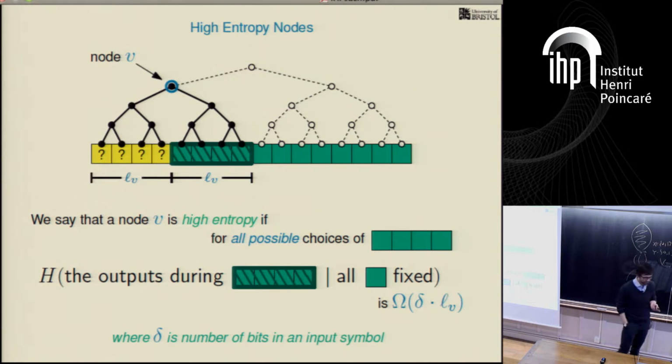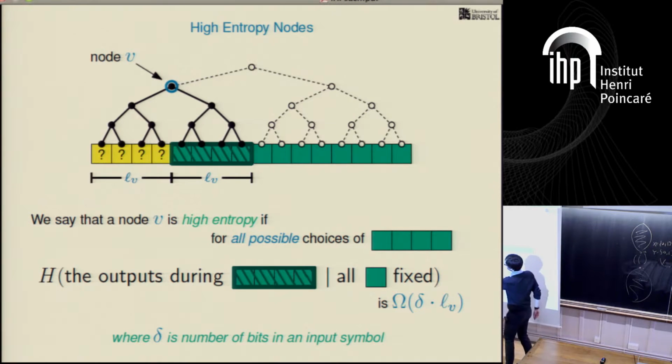So the real game that I'm going to spend most of the time focusing on is how to produce high entropy nodes for the particular problem. A high entropy node is a node such that for all choices of the fixed stuff, this conditional entropy is large. How large? Basically as large as it could possibly be. So it's as large as delta, the number of bits per word, times the length of the interval.